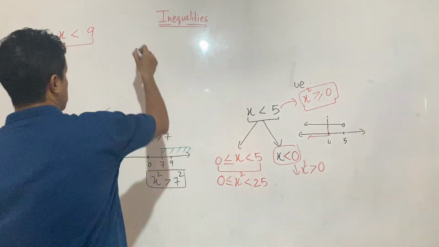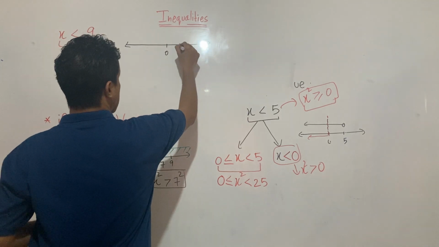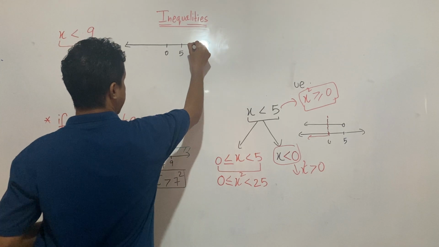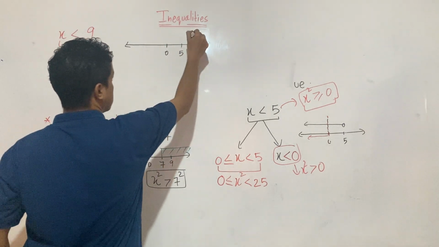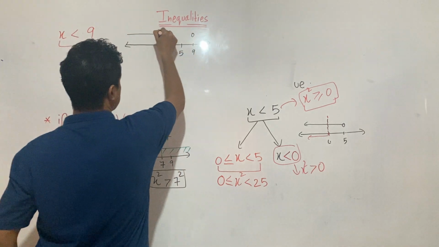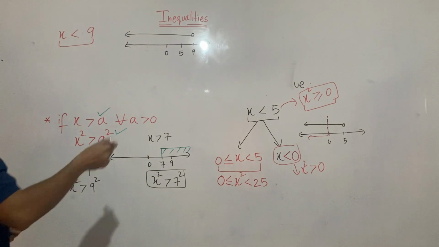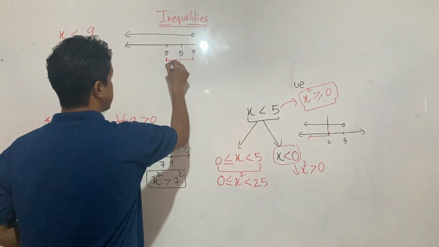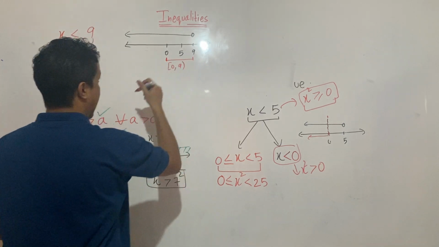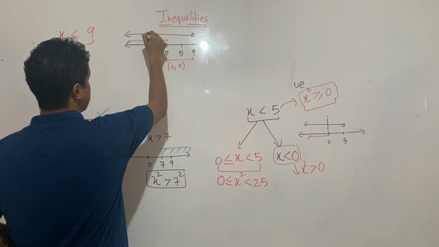We'll visualize it on the number line. Here it is 0, here we have 5, and here we have 9. Now x less than 9 means they are talking about this interval, all the values of x that are less than 9. So we can break it down into two intervals just for more clarity. The first interval is from 0 to 9, and the second interval is x less than 0.